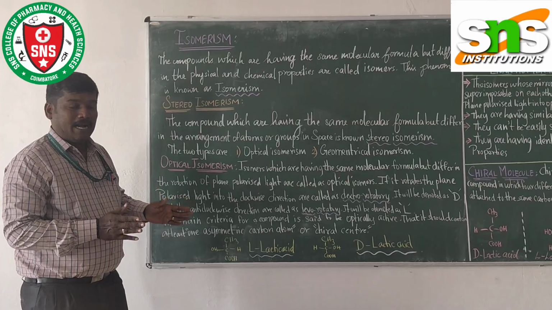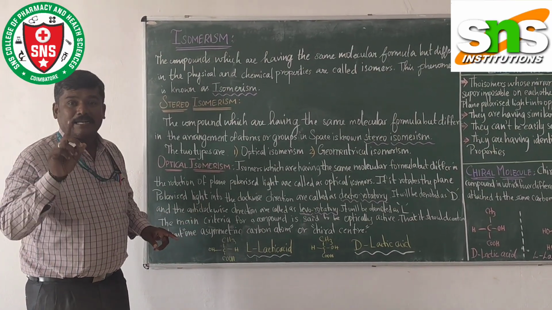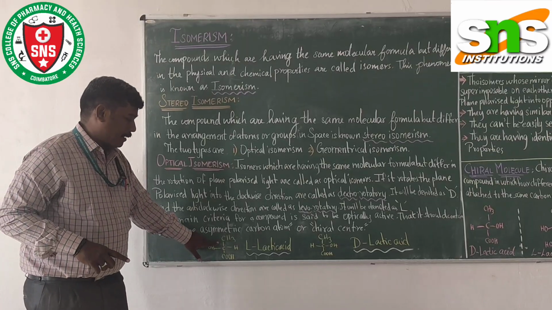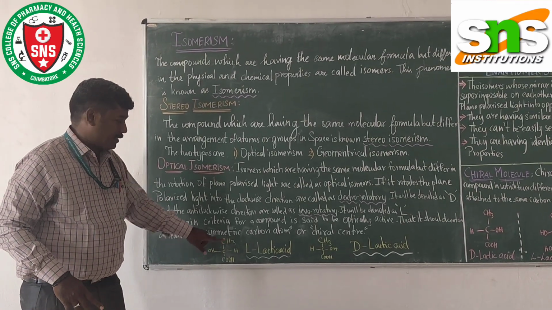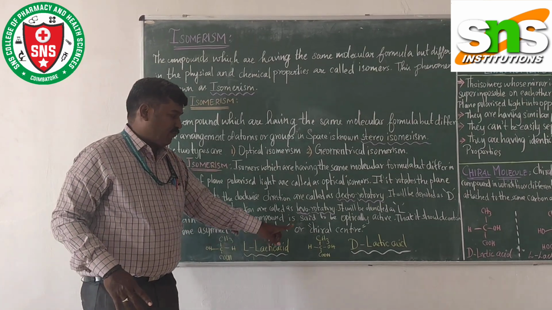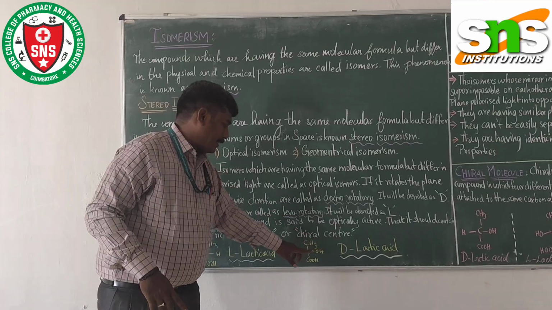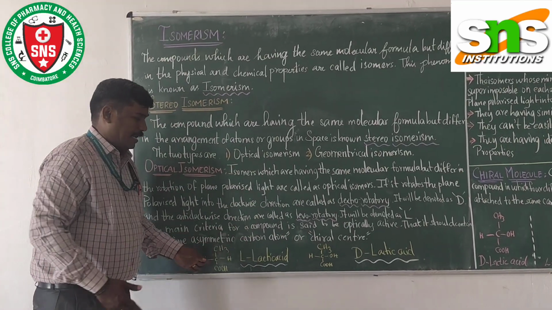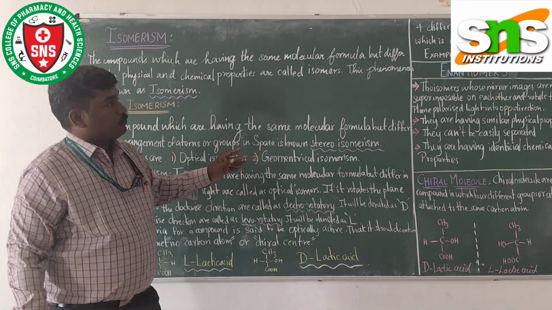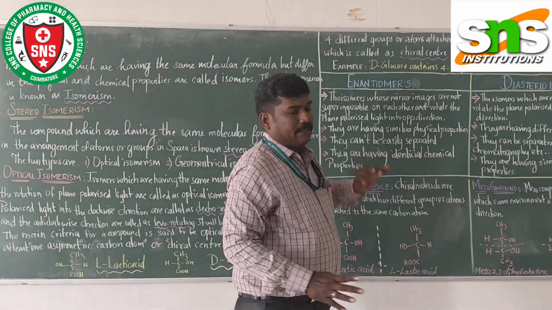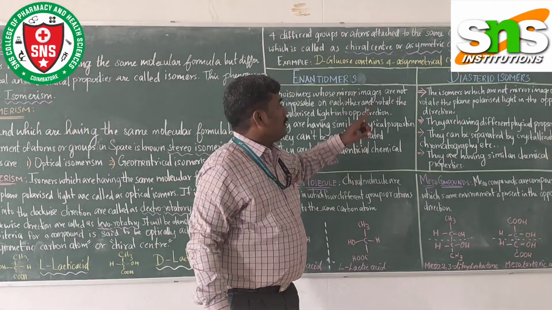So the main criterion for a compound to be optically active is that it should contain at least one asymmetric carbon atom. This is the example, CH3CHOHCOOH, that is L-lactic acid. If it is in a clockwise direction, then it is called D-lactic acid. These are the two isomers, L-lactic acid as well as D-lactic acid. This is a compound which has only one asymmetric carbon atom.